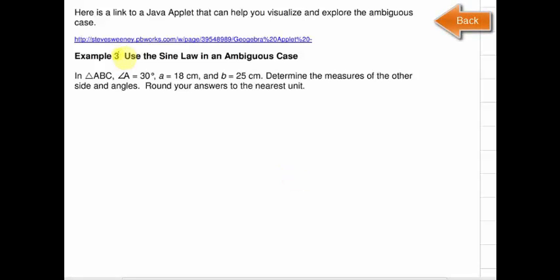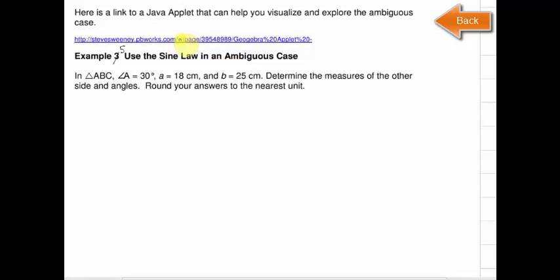Okay, so we're going to take a look at our last example, which is not example 3, it's example 5. And we're going to use the sine law in an ambiguous case. Before we look at this example though, I just want to show you that I found this link here, which will take you to a Java applet that can help you visualize and explore the ambiguous case. It's an excellent applet, and it can also help you with some of your homework. So if you have time, have a look at it.